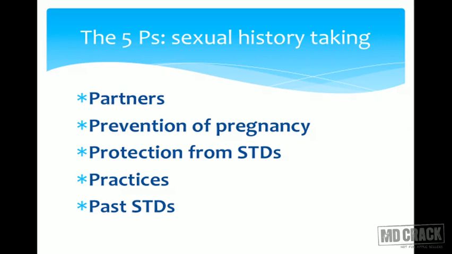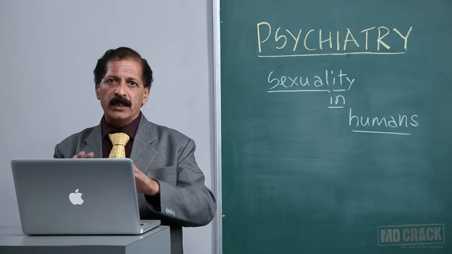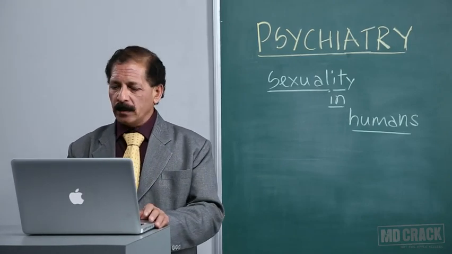The 5 P's are: history about the partners, that's the first P, partners. Next, prevention of pregnancy in females, protection from sexually transmitted diseases, STDs, and all the history related to sexually transmitted diseases. Next is the sex practices of the patient, and the last one is past STDs. So there are 5 P's: partners, prevention of pregnancy, protection from STDs, practices of sex, and past sexually transmitted diseases.